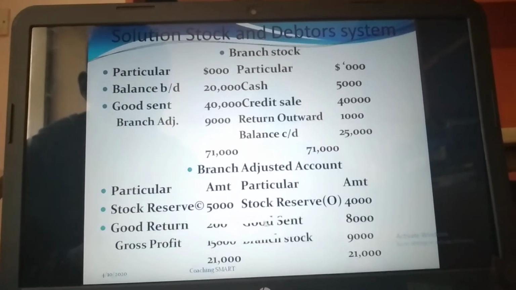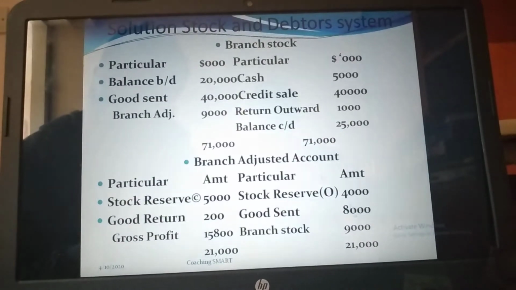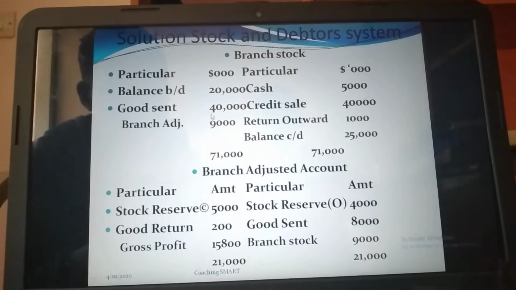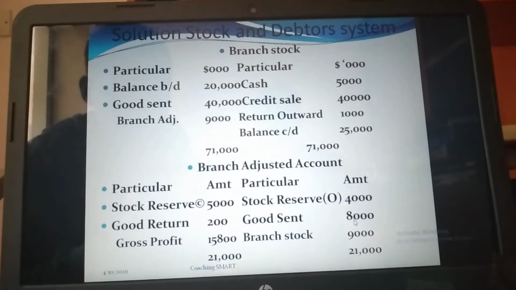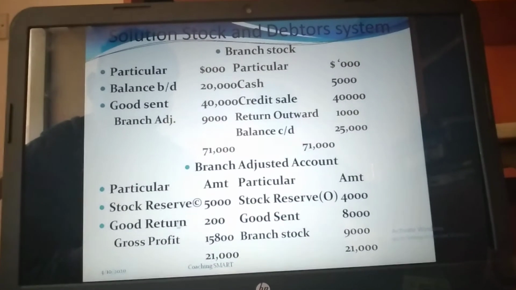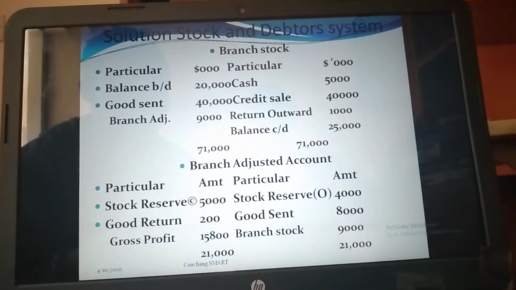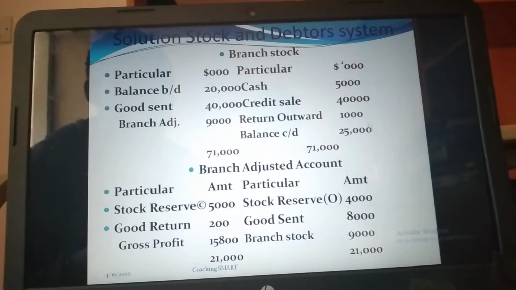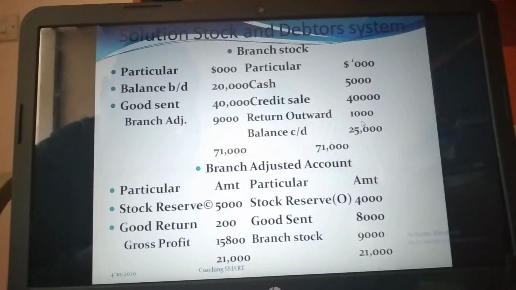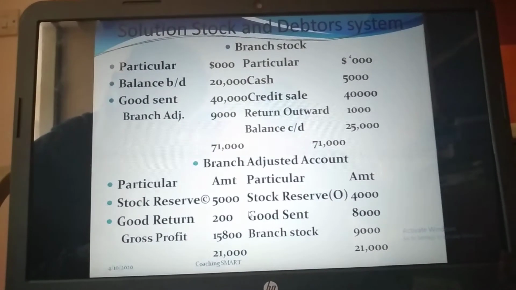Goods sent to branch, you go to goods sent, which is 40,000. Now you say 25 over 125 times 40,000 gives you 8,000. Now goods return. How did you get this? Goods return, you go to return outwards, 1,000. So you say 25 over 125 times 1,000 gives you 200.